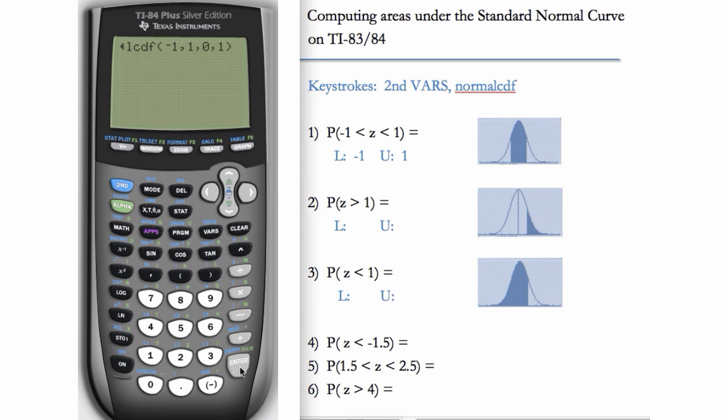We're going to expect about 68%, right? So here we get it as a decimal, 0.68. So let's call this 0.683.